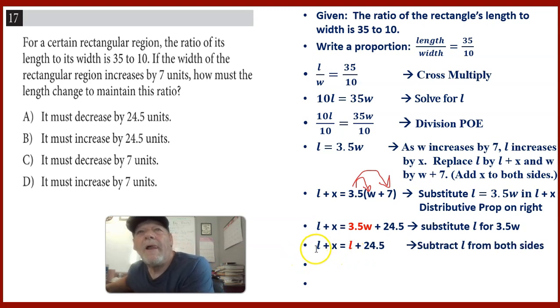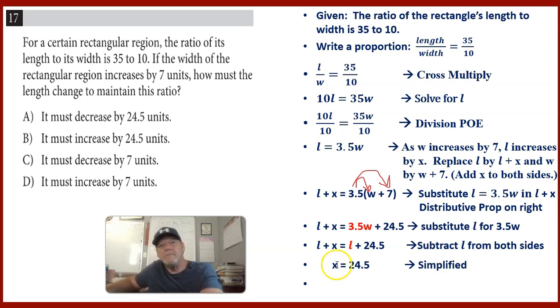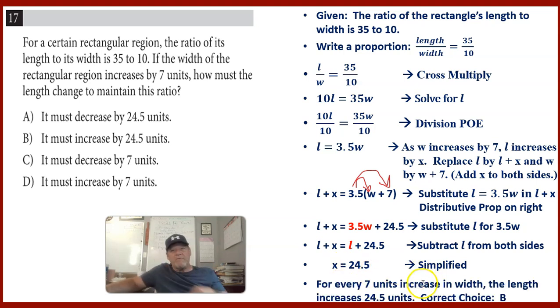So I've got L plus X and this 3.5 W. I put the L in here. I'm solving for L, not for W. And I subtract L from both sides. L crosses out here, and X equals 24.5. For every 7 units increase in width, the length increases by 24.5, which is choice B.